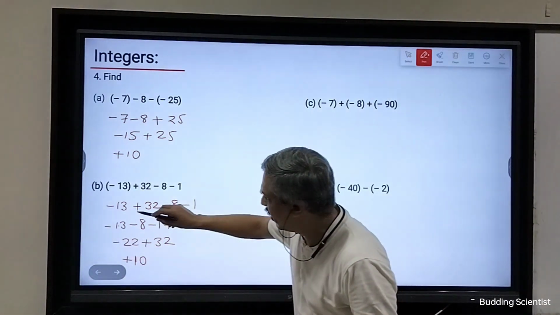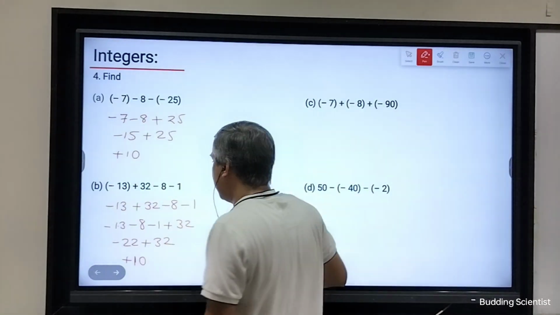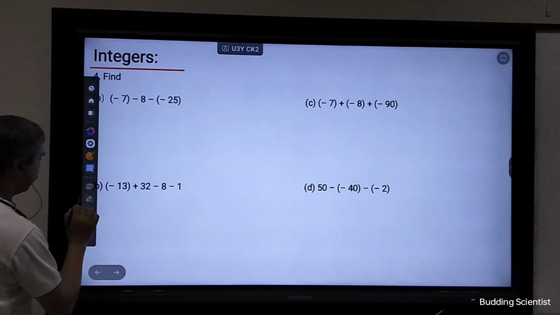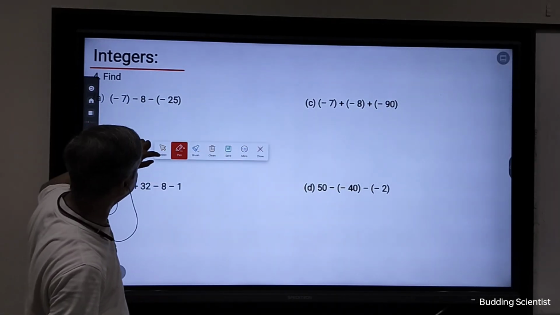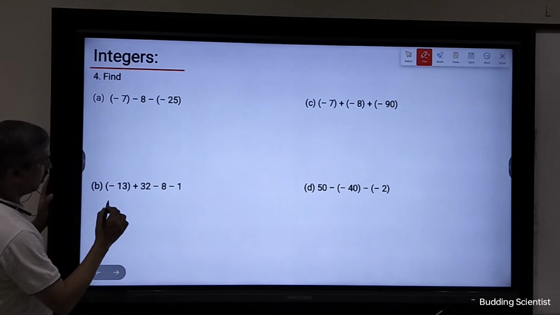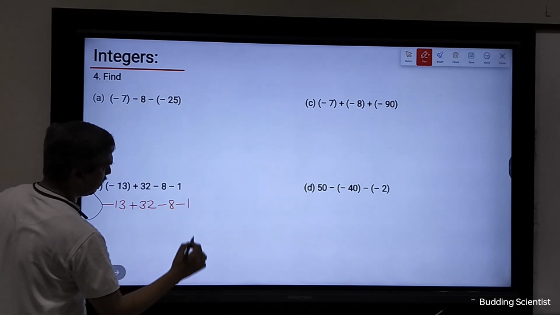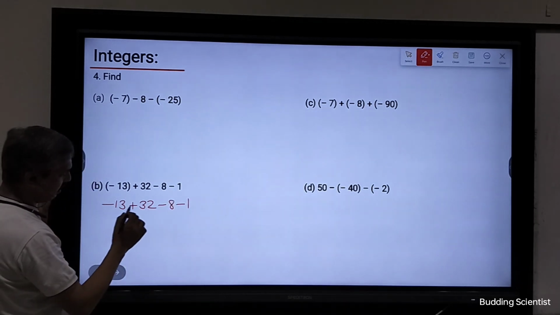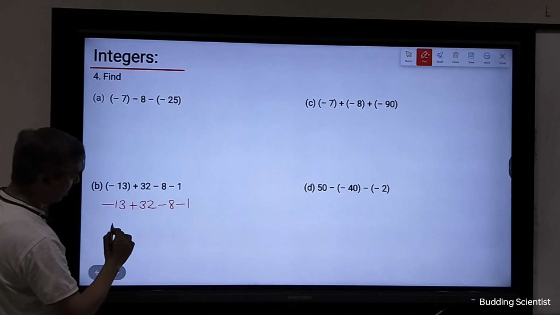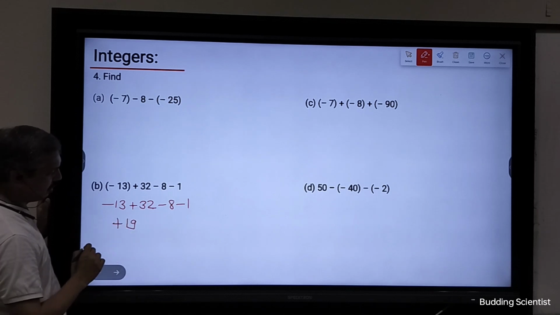Some students ask, sir, can we solve this first? Yes, we can. So what we will do is, I'll solve this by that logic as well. So I'll write minus 30 plus 32 minus 8 minus 1. Minus 13 plus 32. We'll solve these two first. So the bigger number is 32, smaller number is 13. Subtract, and here it comes plus 19. Because the bigger number is positive, the answer should be plus.